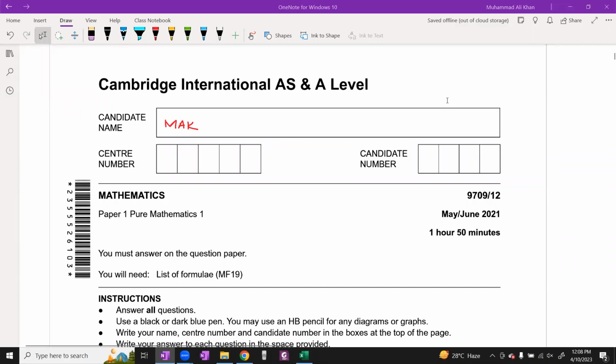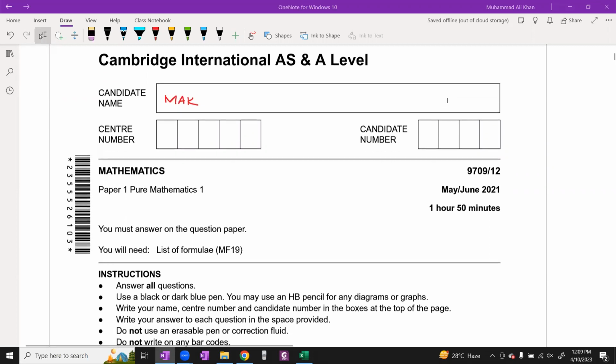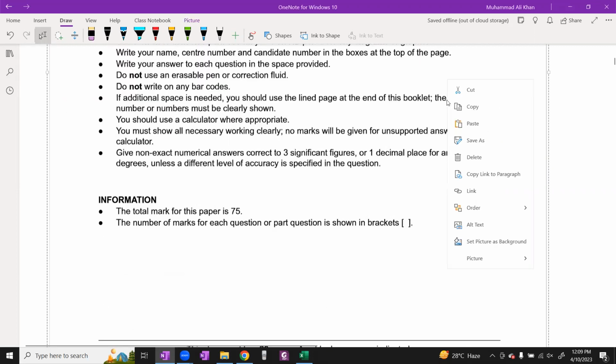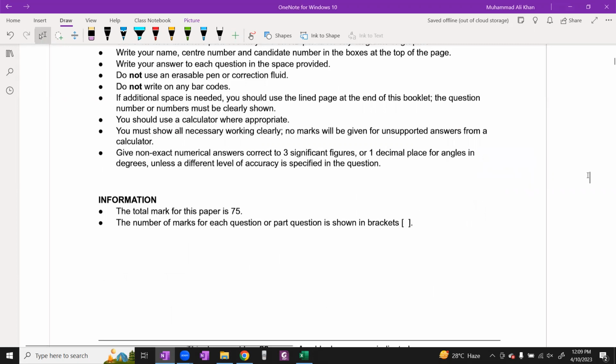Today we are starting 9709.2 May June 2021. The paper is of 1 hour 50 minutes and the total mark for this paper is 75.